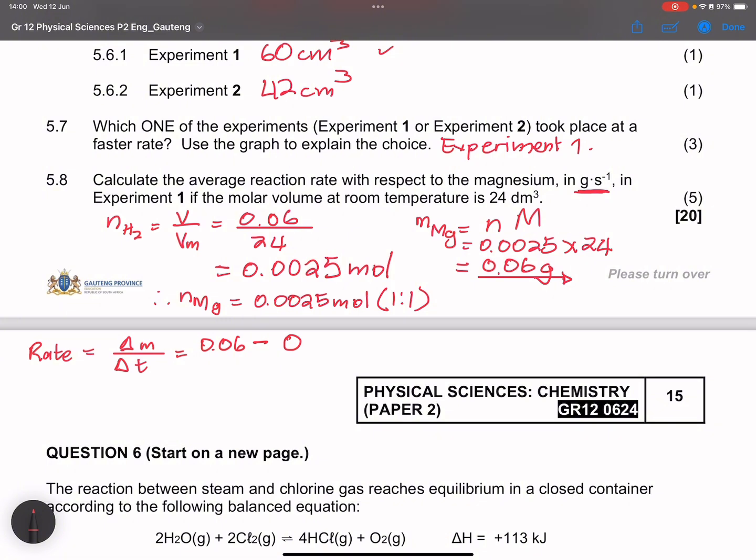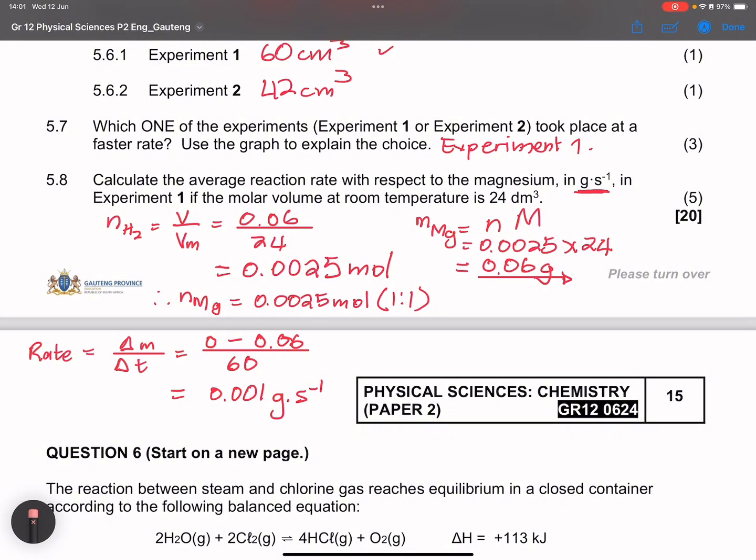0 minus 0.06. So that's final minus initial. Remember, we used up all of the magnesium. So I ended up with nothing, but I started with 0.06. So this is divided by the time that it took, which was 60 seconds, that's 1 minute. And in this case, I can already see how this is going to give us a rate of negative 0.001 grams per second. And the reason it is negative is because there is a loss in that mass. You don't necessarily need to put that negative there. So please make sure that your answer is positive. Rate must always be represented as a positive answer. So that is how we are going to calculate that.